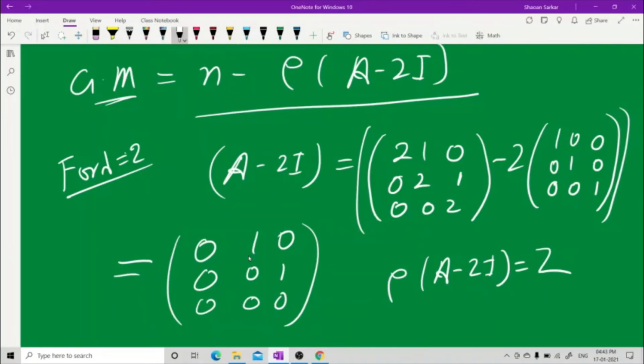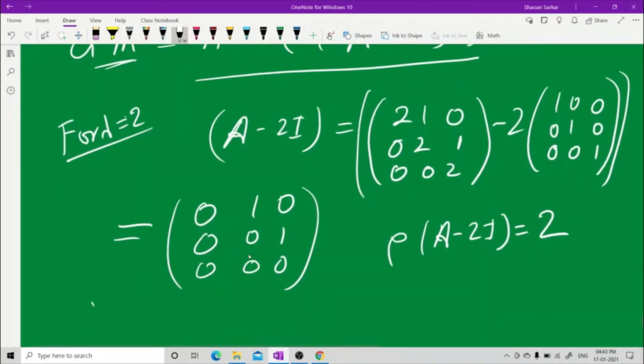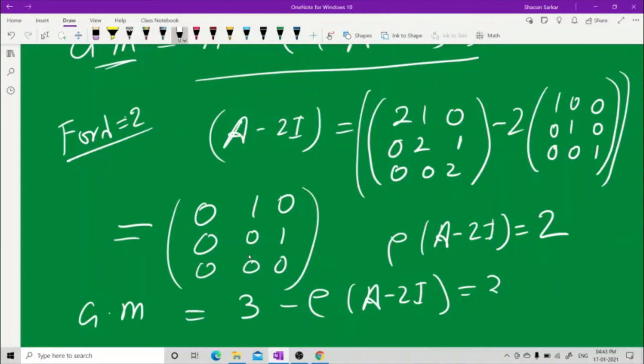Sorry, let me write it properly. Here the rank of A minus 2I is 2. Now let us find the geometric multiplicity using this formula. So let me write it down. The geometric multiplicity is the order of the matrix, 3, minus rank of A minus 2I, that is 3 minus 2, that is 1.